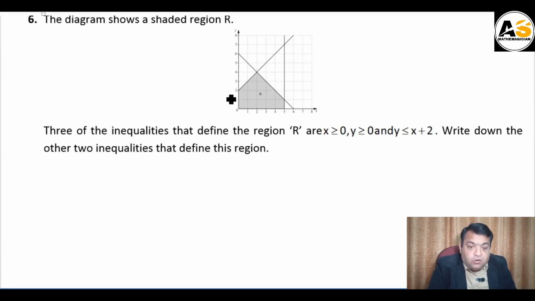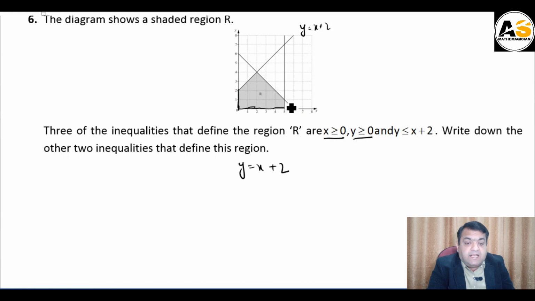What is the equation of this line? This is x is equal to 0 and on this side x is greater than 0. This is given. Similarly, y is greater than 0 is the region above the x-axis. This is y is equal to 0 and the region above this is y is greater than 0. This is given. Similarly, y is equal to x plus 2 is a line with positive gradient. This is y is equal to x plus 2.